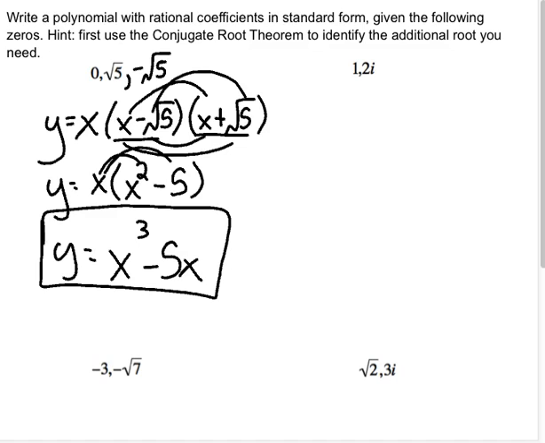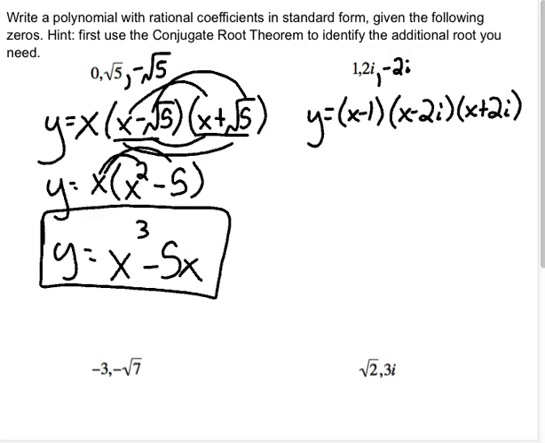All right, what about this next one? Well, this next one needs an additional root of negative 2i. So that's where I always start. Identify if there's going to be an additional root. Now start making your factors. So x minus 1 will make the first one. x minus 2i and x plus 2i.